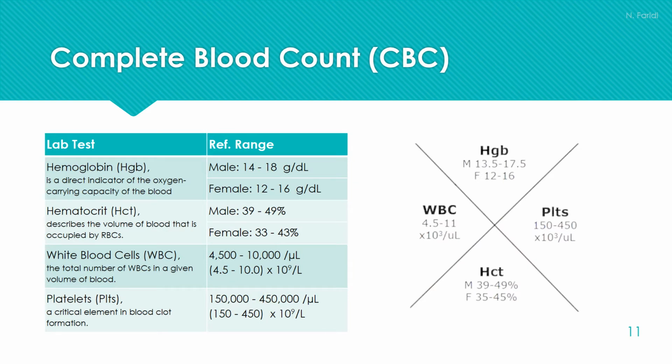Next, we have the complete blood count, also known as the CBC. This is one of the slides and normal values that I would like you to commit to memory. Here we have the hemoglobin, which is a direct indicator of the oxygen carrying capacity of the blood, hematocrit, which describes the volume of blood that is occupied by red blood cells, white blood count, and platelets. On the right, we have the fishbone model, again, which indicates what the patient's current lab values are at that given time.